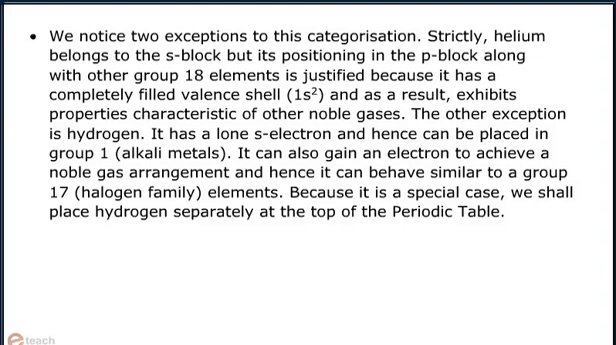It has a lone s electron and hence can be placed in group 1 alkali metals. It can also gain an electron to achieve a noble gas configuration, and hence it can behave similar to group 17 halogen family elements. Because it is a special case, we shall place hydrogen separately at the top of the periodic table.